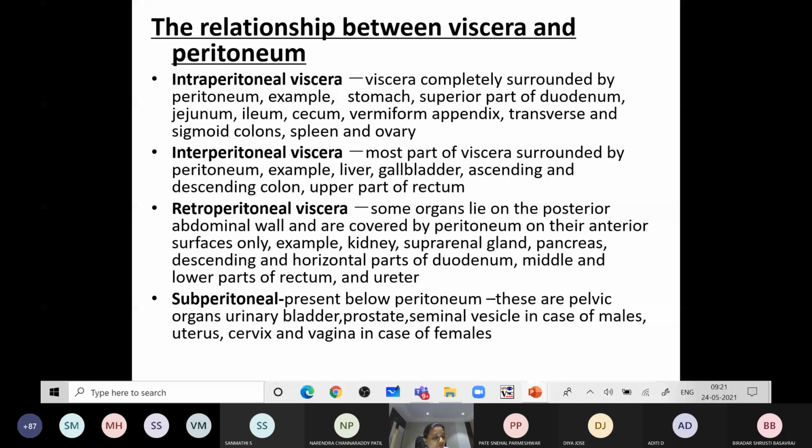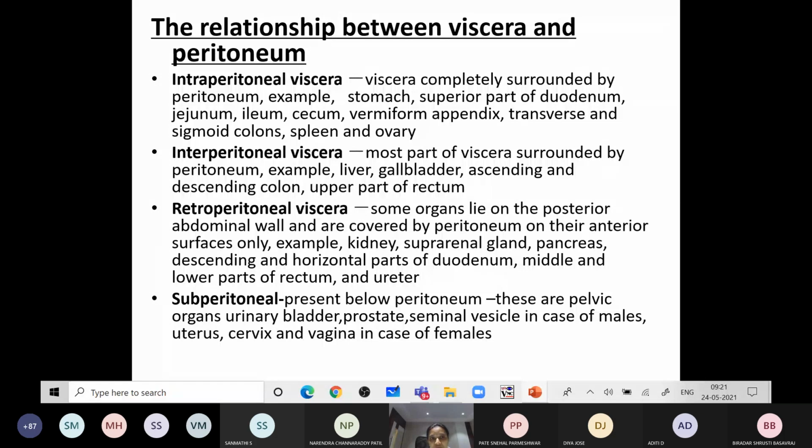Already we have studied how the different folds develop. Now, the relationship between the viscera and the peritoneum. The different organs are covered in varying amounts by the peritoneum. They are divided into different types: intraperitoneal viscera, interperitoneal viscera, retroperitoneal viscera, subperitoneal viscera.